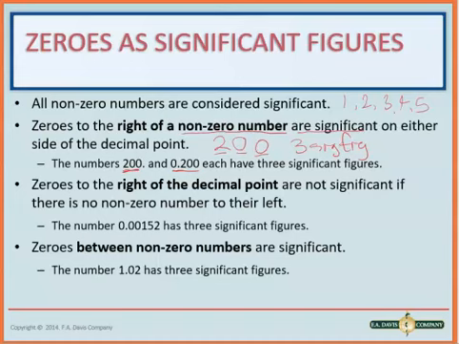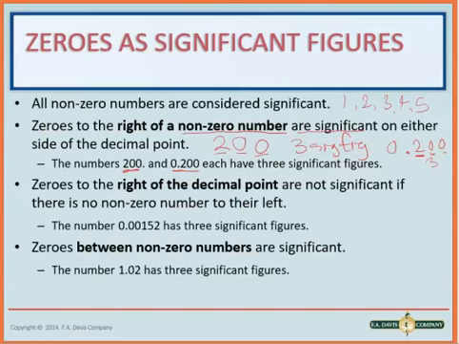Okay, the next example is 0.200. Again, in 0.200, your non-zero number is your 2, but then you have 2 zeros to the right of that. So these two would also be significant. The zero before the decimal would not be considered significant. So again, you have 3 significant figures.